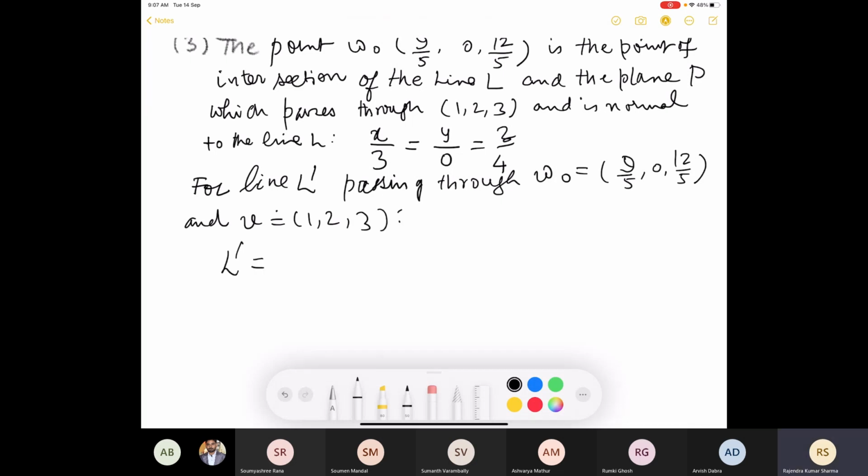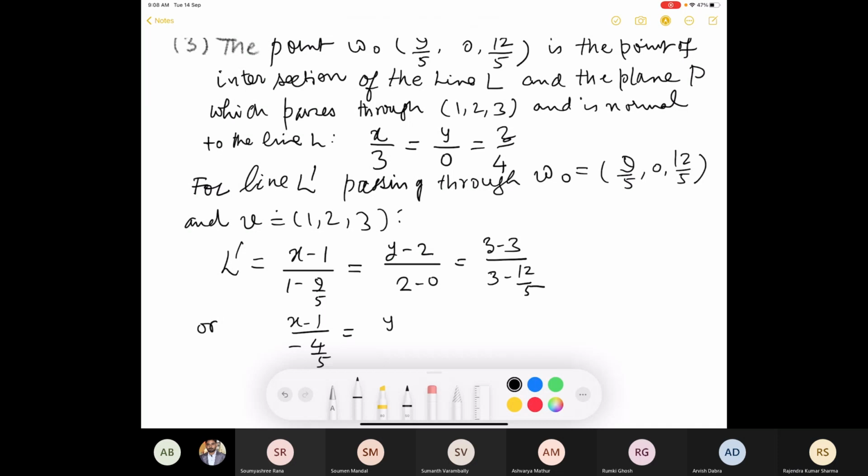So the equation of L dash will be x minus 1 by 1 minus 9 by 5, V1 minus V2, that will give you the same thing because this is going to be the ratio, y minus 2 by 2 minus 0, and z minus 3 by 3 minus 12 by 5. This is the same as x minus 1 by minus 4 by 5, y minus 2 by 2, and z minus 3 by 3 by 5.